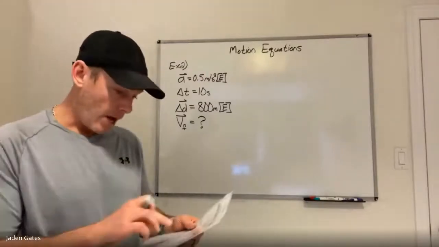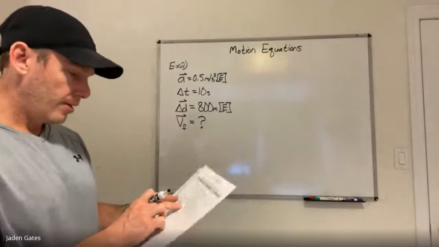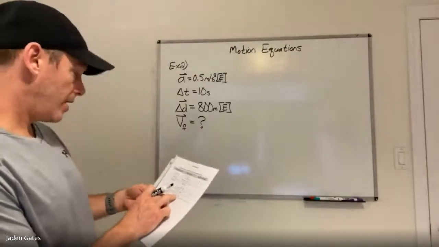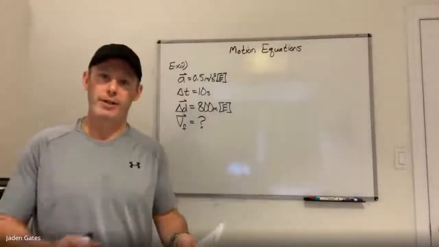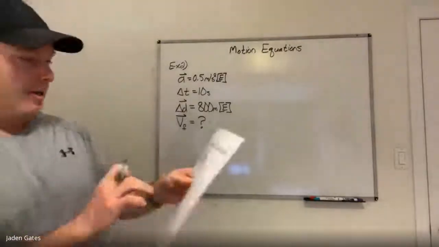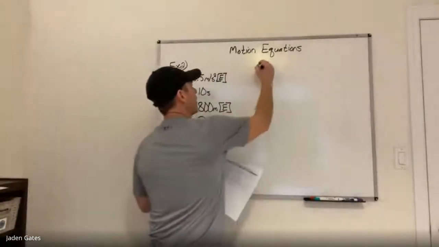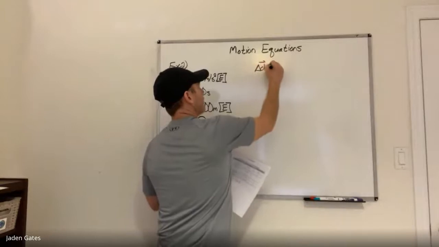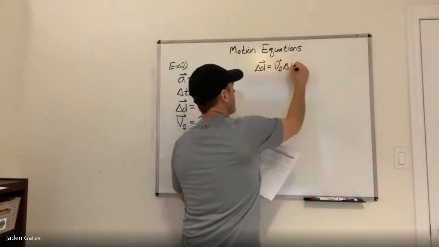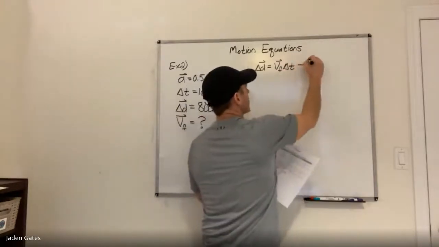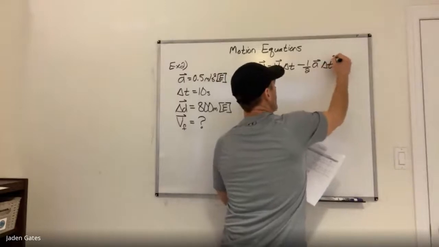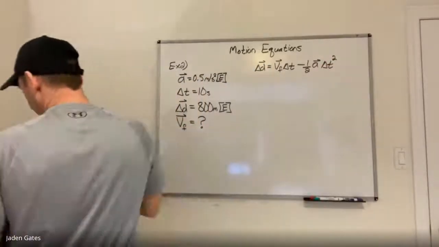Let's have a look. It has a VF in it. Good. I need a delta D. I have that. I have delta T, and I need A. Perfect. So the last equation on this sheet, the one at the very bottom in the table, is the one I'm going to use. So this time I've got delta D is equal to VF delta T minus 1/2 A times delta T squared. All right, there we go.